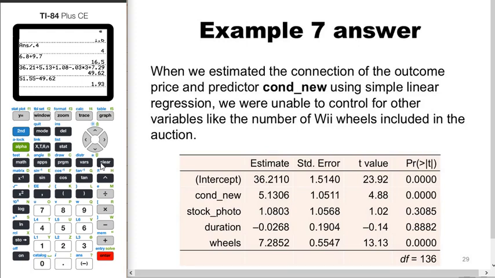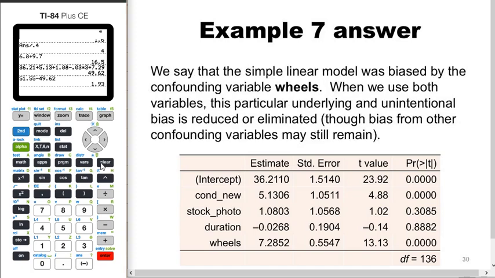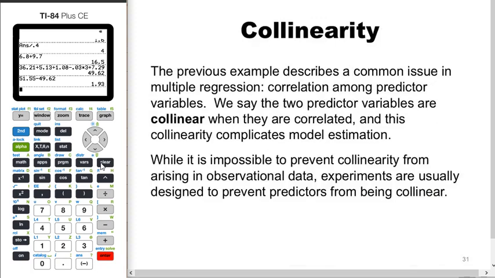When we estimated the connection of the outcome price and the predictor condition new using the simple linear regression, we were unable to control for the other variables, like the number of wheels included in the auction. So we say that the simple linear model was biased by the confounding variable wheels. When we use both variables, this particular underlying and unintentional bias is reduced or eliminated, though again, there could be bias from other factors.